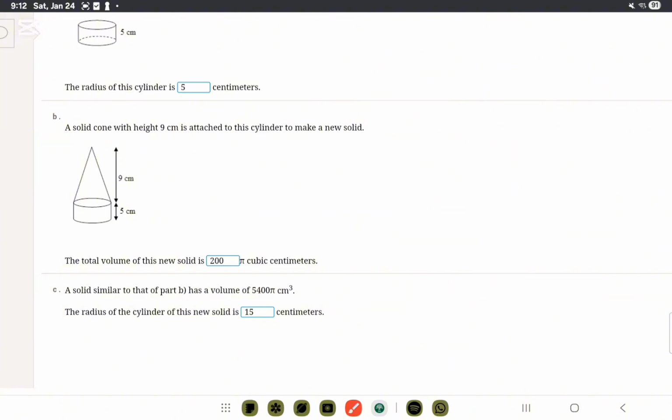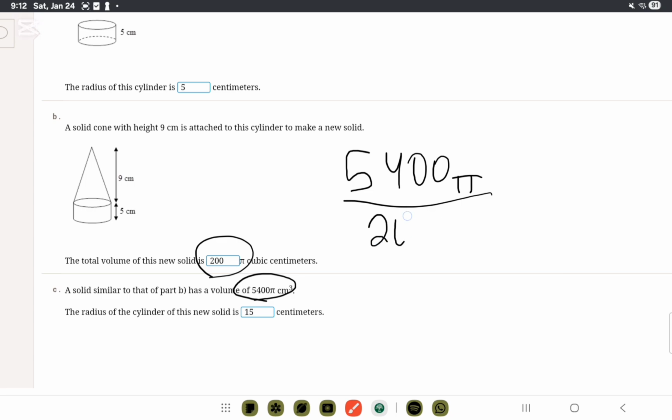Okay, so what is our new volume? It's going to be 5400 pi, equal to the old volume, which is this one, 200 pi, times k cubed. On your calculator, just write that as it is, 5400, you can cancel the pi, over 200 is equal to x to the power of 3. Okay, so you get that our k is equal to 3.